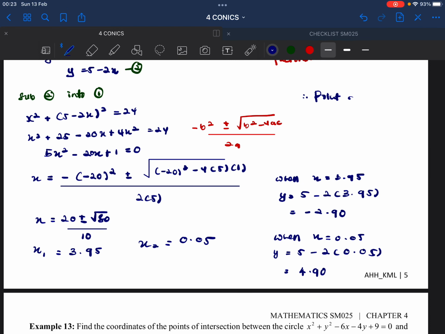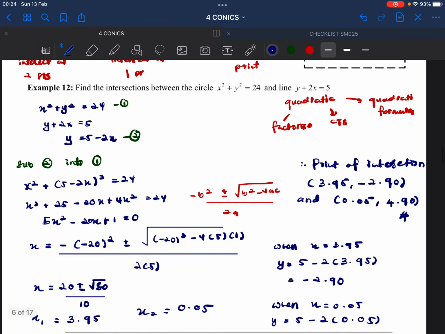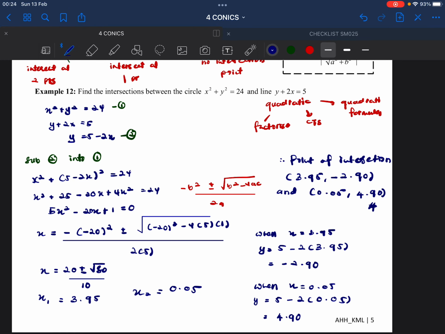The point of intersection is: our x is 3.95, the y is negative 2.90, and the other one is x is 0.05, and the y is 4.90. So that's going to be our final answer. Basically it's almost the same thing as the point of intersection between two circles, only we skip the first part, which is the elimination.